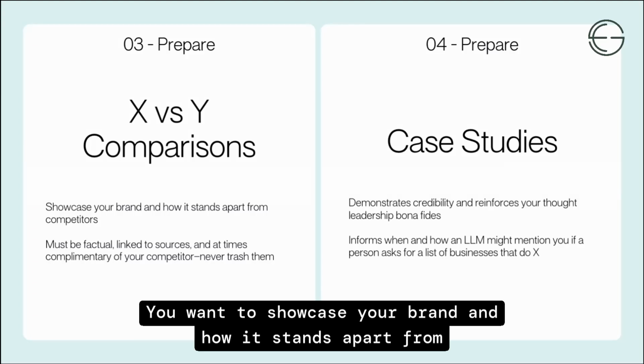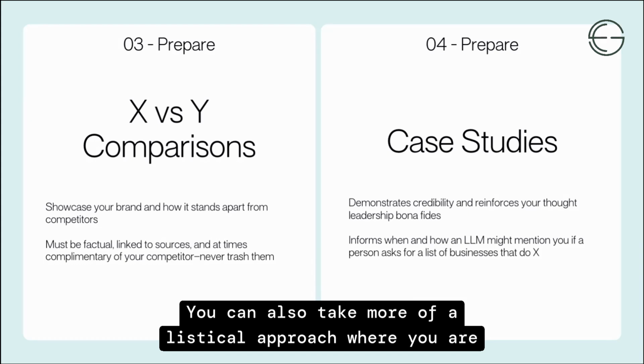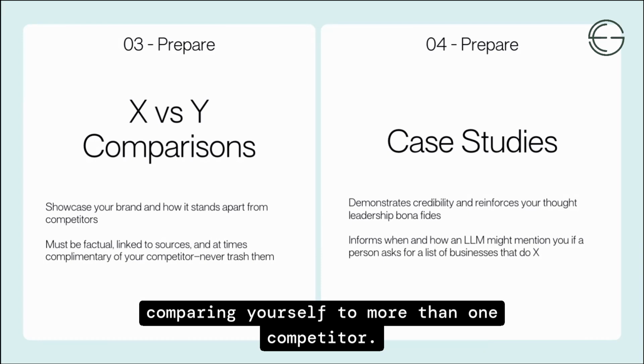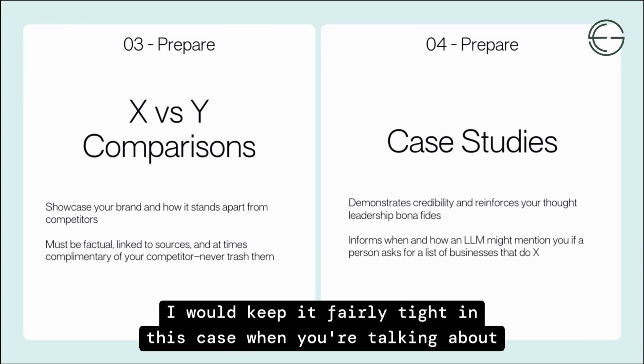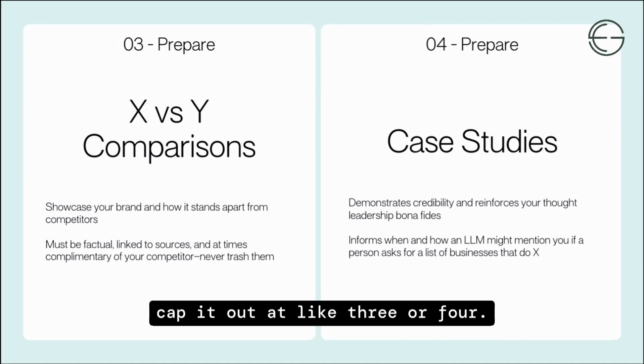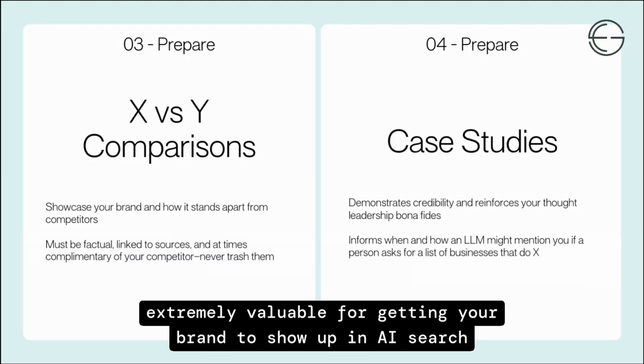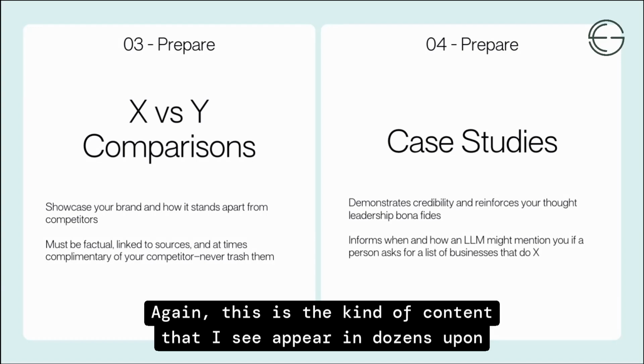You want to showcase your brand and how it stands apart from competitors. You can do, just as I say here, X versus Y, like your brand versus a single competitor. You can also take more of a listicle approach where you are comparing yourself to more than one competitor. I would keep it fairly tight in this case when you're talking about competitors. Don't make a huge list of, say, 20, but maybe cap it out at like 3 or 4. But I have found personally that doing one-to-one comparisons is extremely valuable for getting your brand to show up in AI search results.